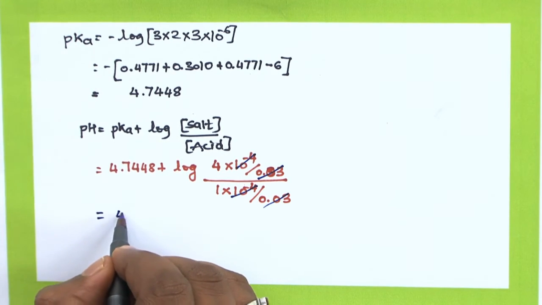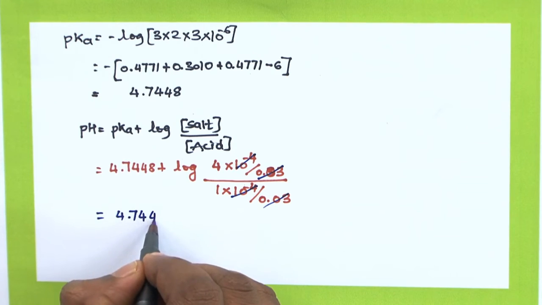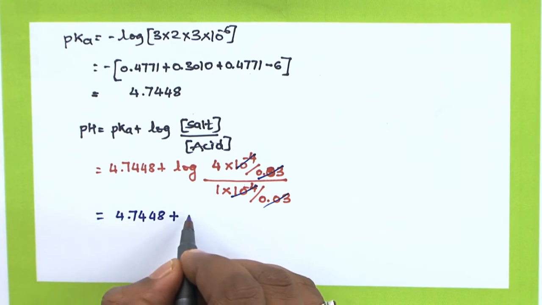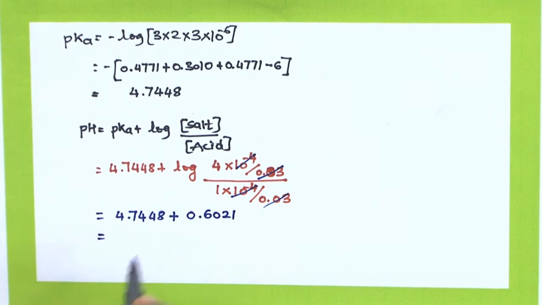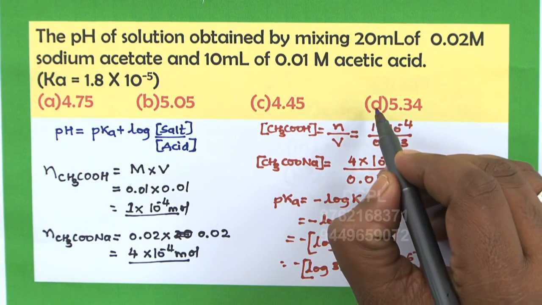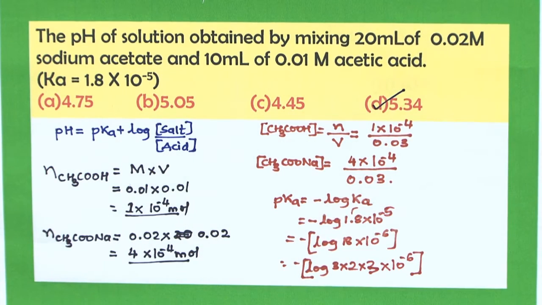This will be equal to 4.7448 plus log 4. Log 4 is 0.6021. If you add these two terms, you get the value equal to 5.34. Hence, pH of the above mentioned solution is 5.34. Hence, option D is the right answer.